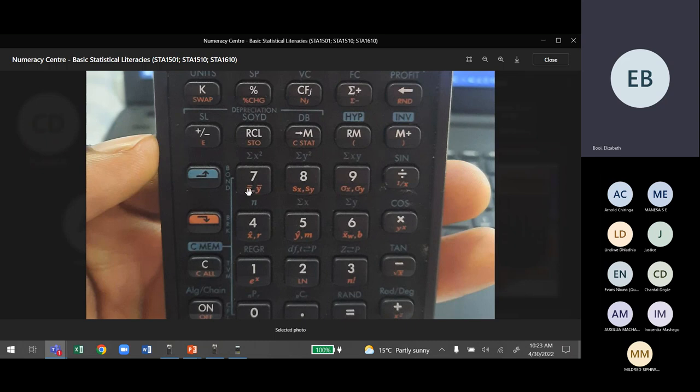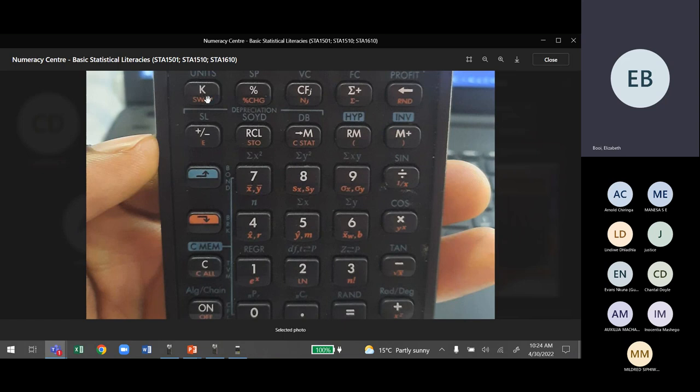Now, in order to calculate the mean, it is on button number 7. You will press the orange button and press button number 7. It will give you the mean of that data set. And if you want the standard deviation, which is the sample standard deviation, you will press the orange button and you get the standard deviation.